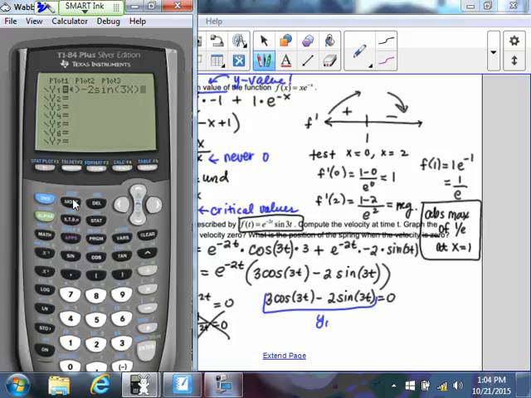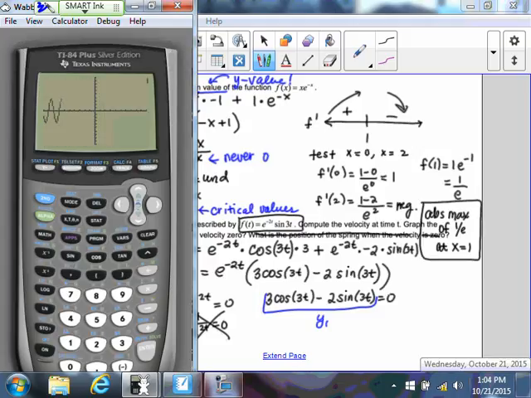And then I'm going to make sure that it's in radian mode. And I'm going to go to window, well, zoom 6. I'm going to put it in my standard window, negative 10 to 10. Okay, so I get something that looks like that.